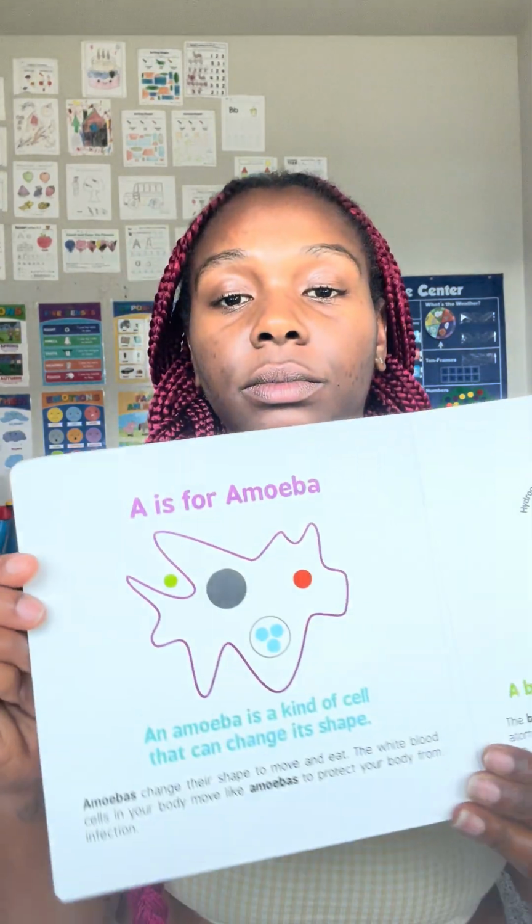B is for bond. A bond is an attraction between atoms. The bonds in this illustration happen because each of the hydrogen atoms shares an electron with the oxygen atom. These bonds create the water molecule H2O.